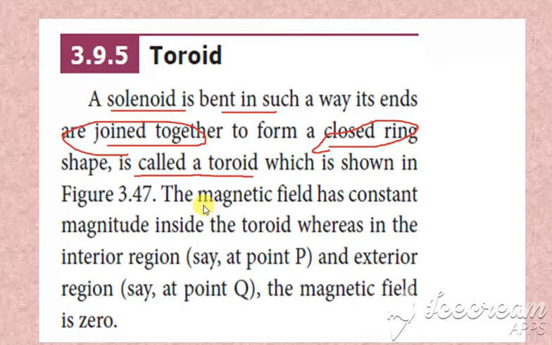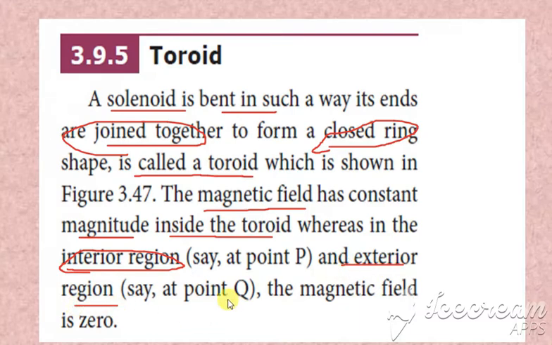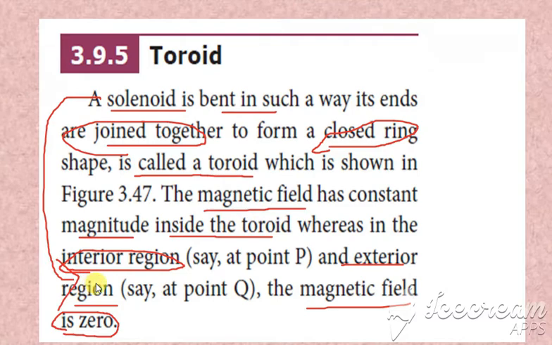Here in this toroid also the magnetic field is constant inside, whereas in the exterior region the magnetic field is considered to be 0. This is when you are considering the solenoid, is it not? Inside the solenoid it is constant, and outside it is 0.